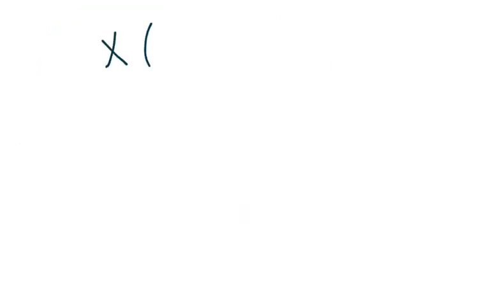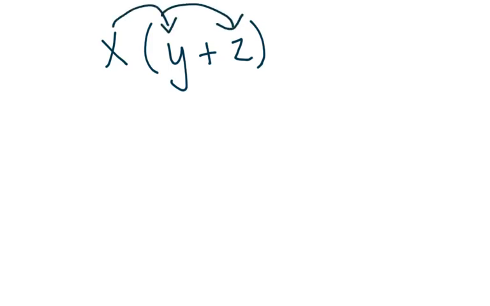So the same thing here. We have X as a factor. So we take X, and X is the factor, it is going to be distributed to the Y and the Z. So now the Y is going to have a factor of X, where two factors are multiplied together, and the Z is also going to have a factor of X.